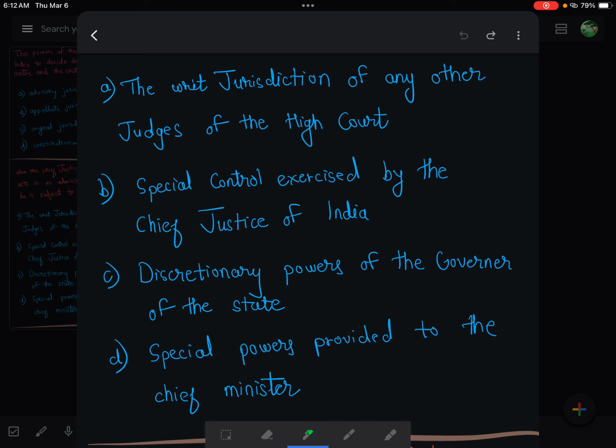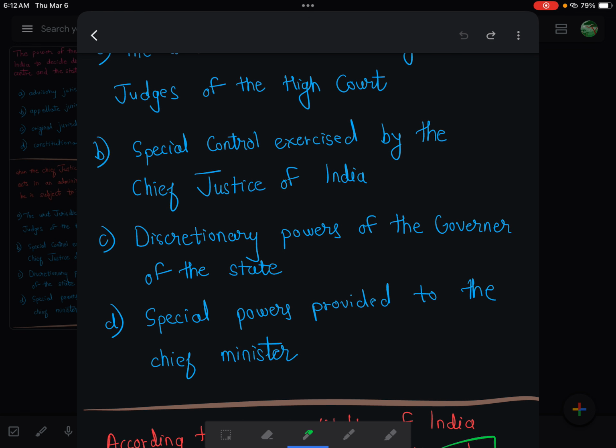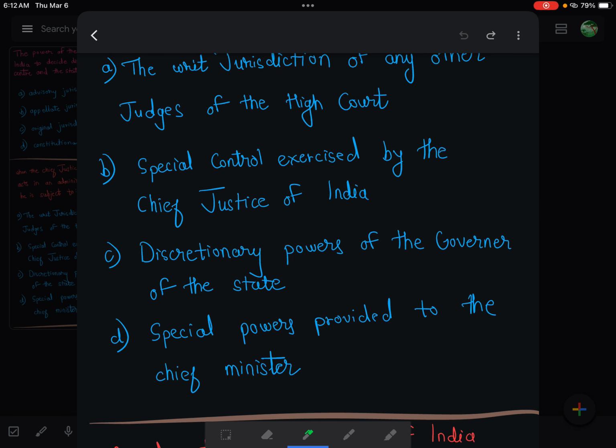Now, option 3. Discretionary powers of the governor. Discretionary powers of the governor of the state. This statement is also incorrect. The governor of the state has no control over the Chief Justice of the High Court. The governor only appoints High Court judges on the recommendation of the President and the Supreme Court. But after the appointment, the governor cannot interfere in the Chief Justice's work.